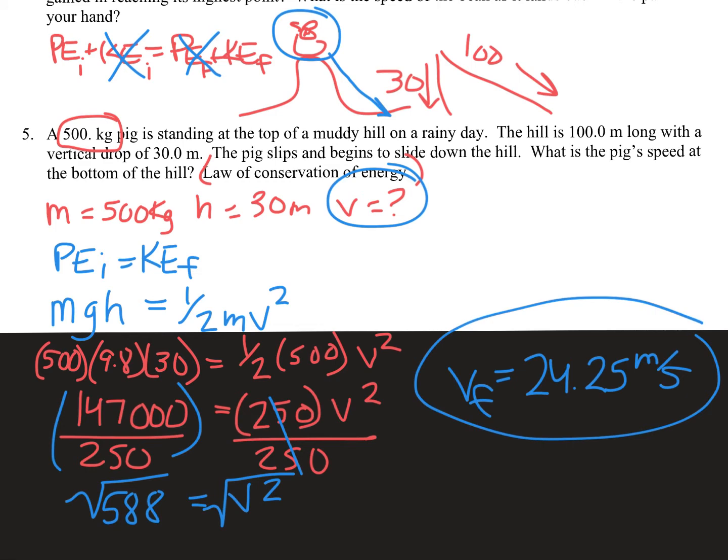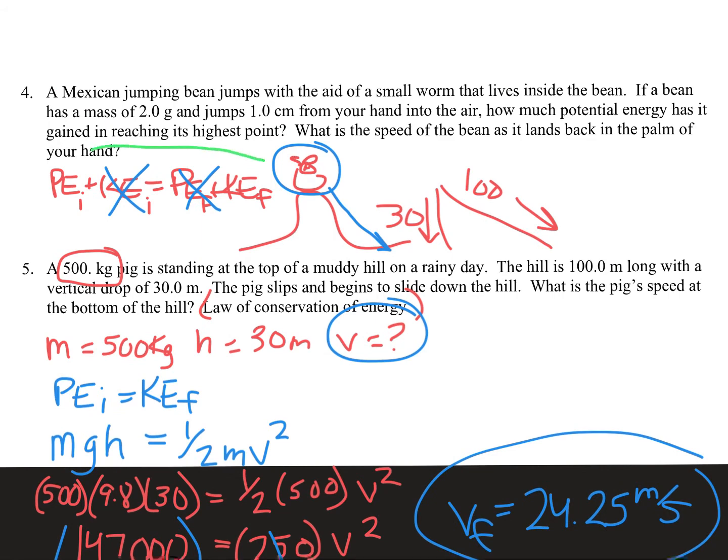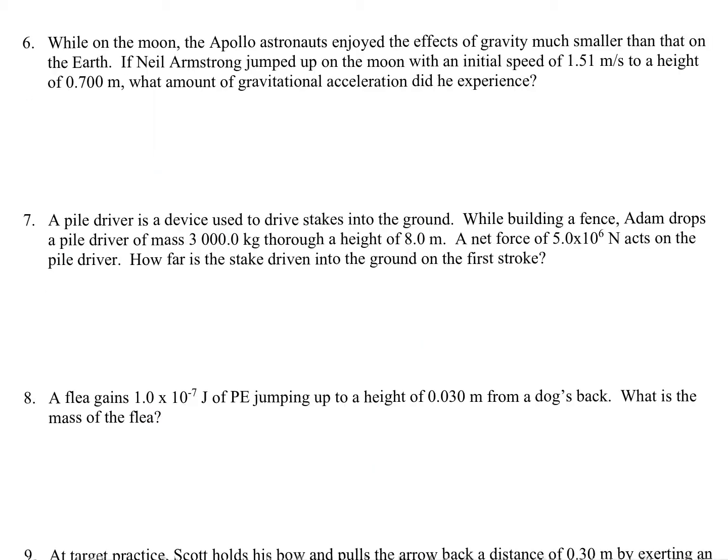But again, we could have not solved for this unless we looked at the conservation of energy and realized that there was no starting kinetic energy and no ending potential, so that we could set these two, the initial potential and final kinetic, equal to each other. Just keep that in mind. But there we go, that was number 5.